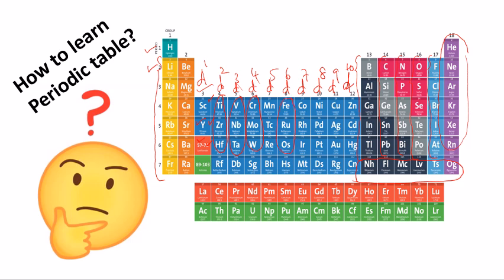D7 is cobalt, rhodium, iridium. D8 is nickel, palladium, platinum. And D9 is copper, silver, gold. And D10 is zinc, cadmium and mercury. So we have 3D series, 4D series and 5D series. So we have to remember from top to bottom to correlate the properties.